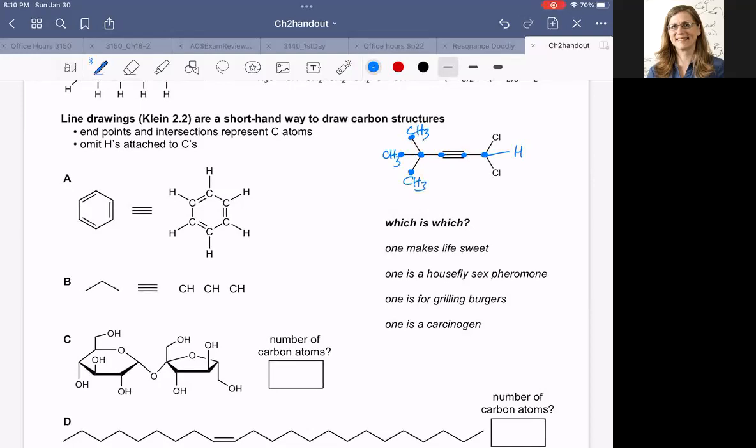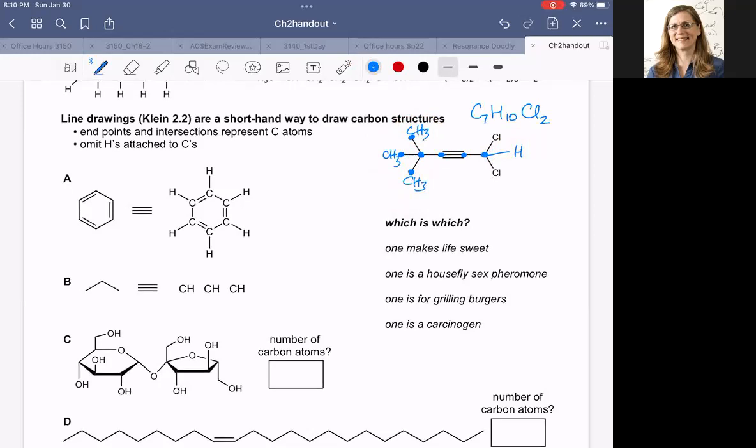So overall, we could determine the formula of this structure. Just a little reminder there of how we might do that. We have 1, 2, 3, 4, 5, 6, 7 carbon atoms. We have 7 carbon atoms. Our hydrogens, we have 3, 6, 9, 10. We have 10 hydrogen atoms. And then we have 2 chlorine atoms. So that's interpreting our line drawing.